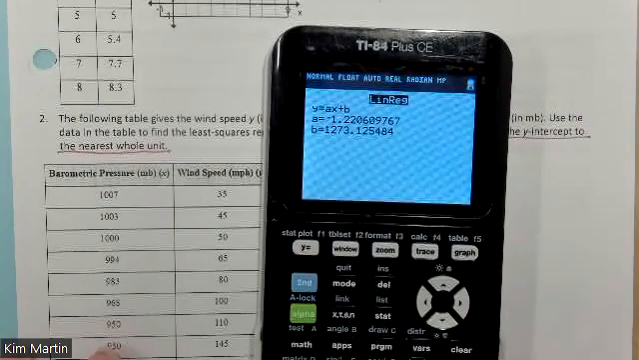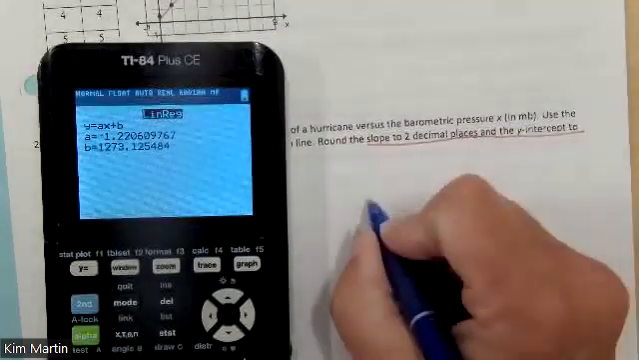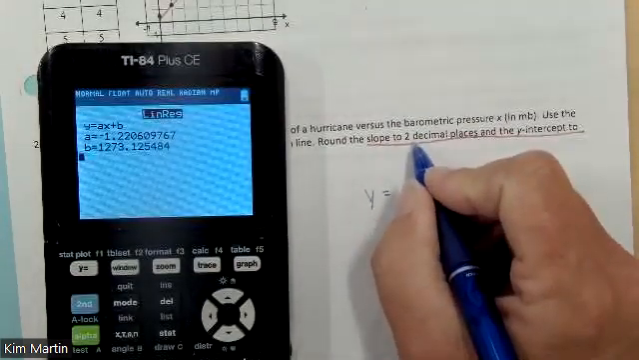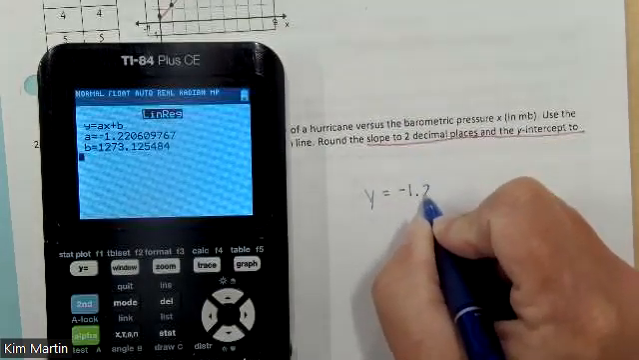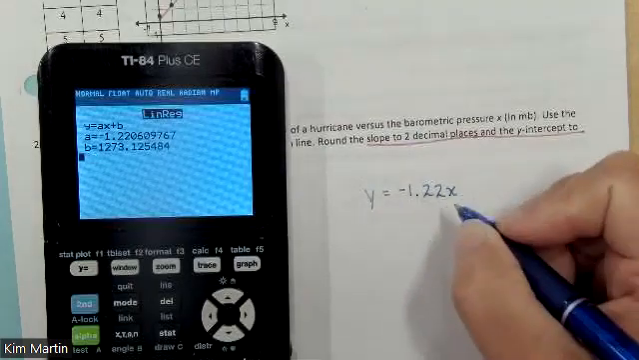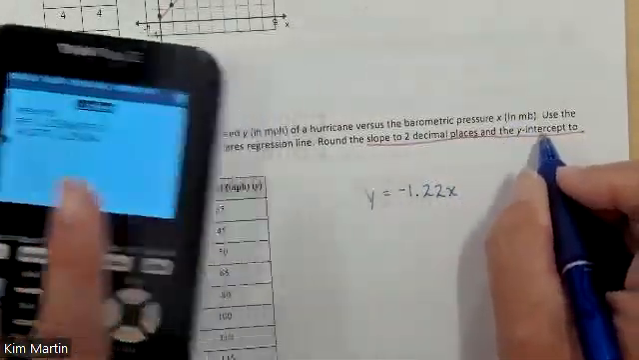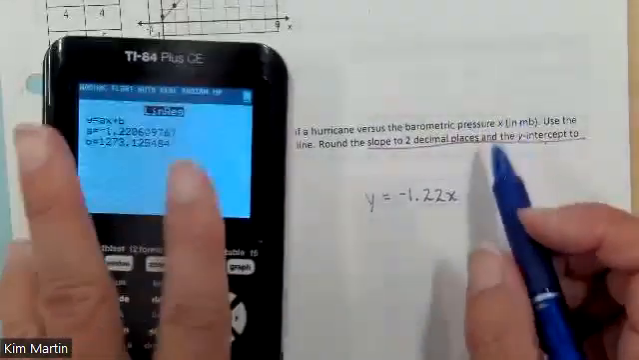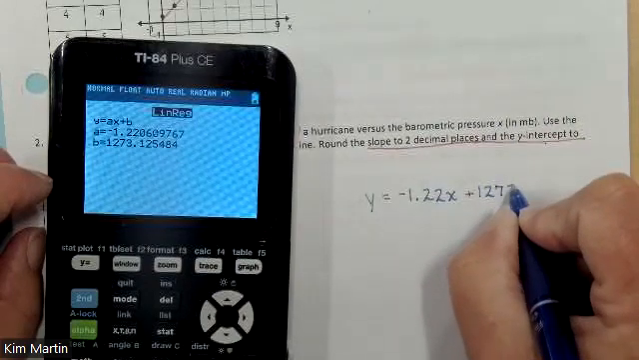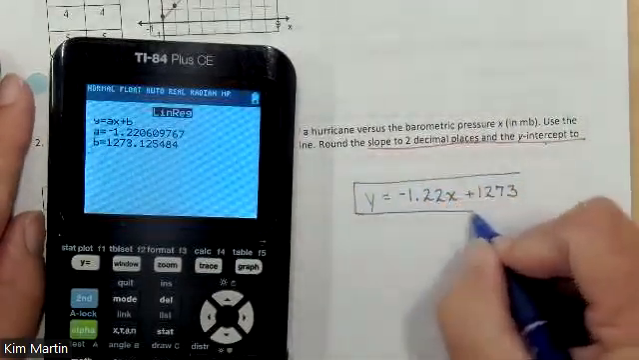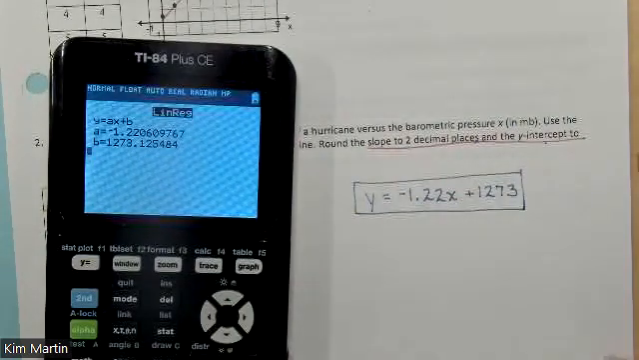Okay. Be careful, because this means y equals, my slope needs to be 2 decimal places, which is negative 1.22 times x. And my y-intercept needs to be to the nearest whole unit. It's positive, so it's a plus sign, 1,273. Okay? Any questions on that?